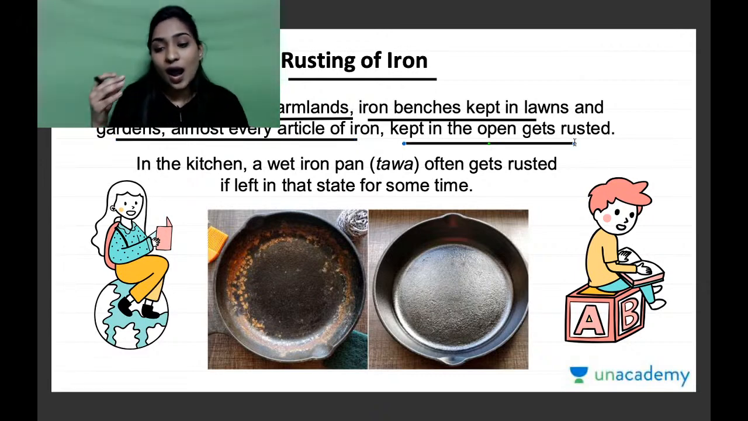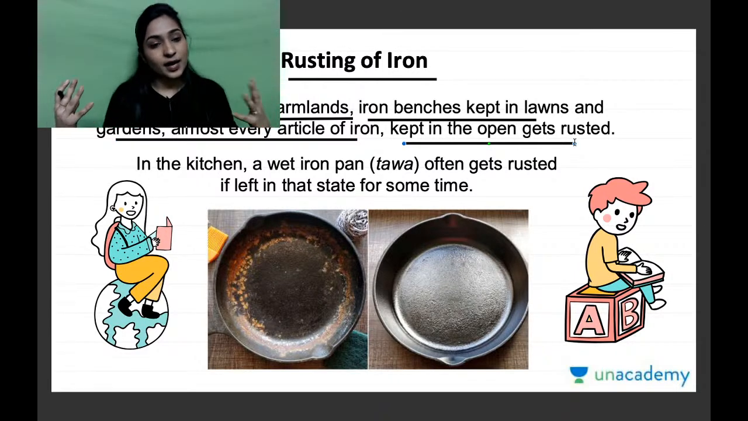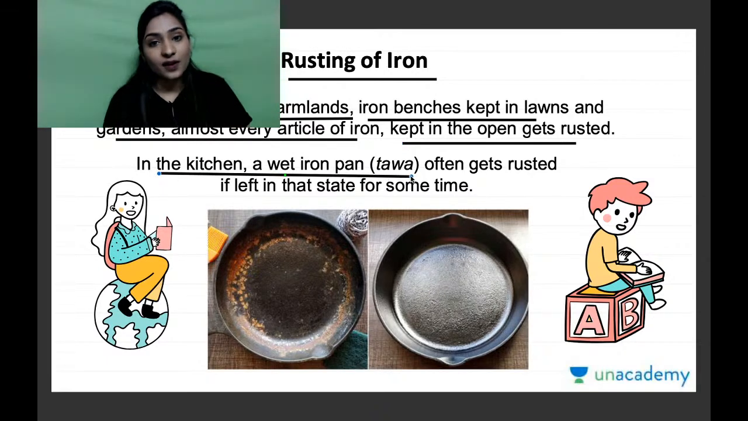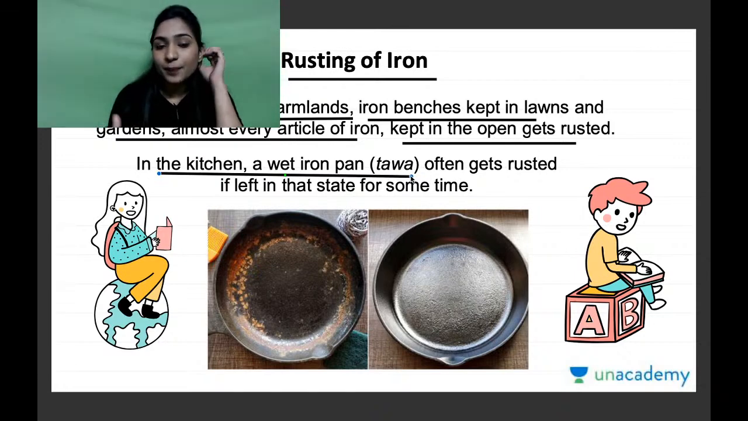तो काफ़ी सारे आयरन के प्रोडक्ट्स रस्ट हो जाते हैं. ठीक है. इवन आप अपने किचन में भी देख सकते हो. You can see it in your kitchen also. In the kitchen, a wet iron pan or the tawa. Have you seen the tawa, the iron pan on which your mother makes rotis, chapatis?